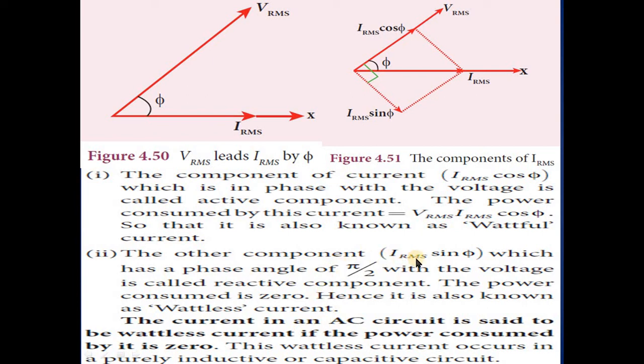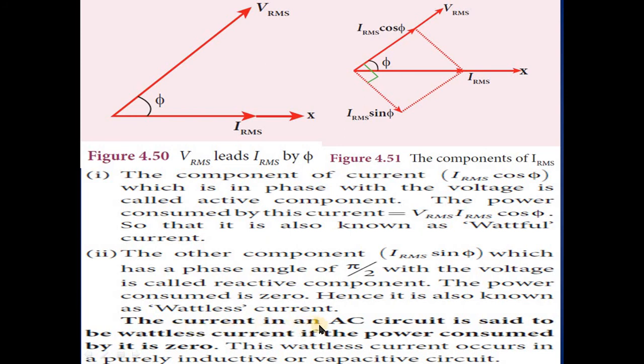Once again, repeat: the other component, Irms sin phi, which has a phase angle of pi by 2 with the voltage, is called a reactive component. The power consumed is 0, because cos 90 degrees is nothing but 0. So 0 into anything is 0, so the power consumed is 0. Hence it is also known as wattless current, that means powerless current.